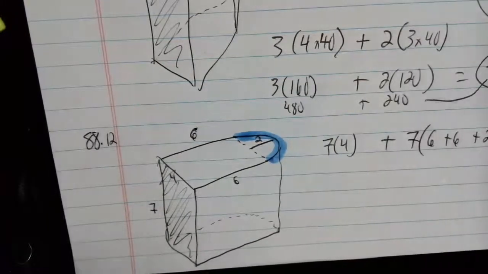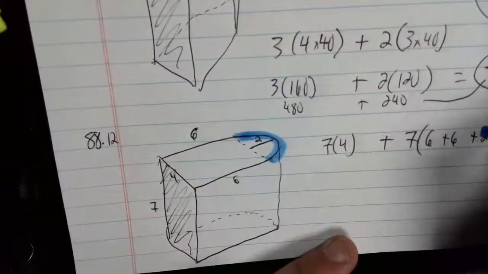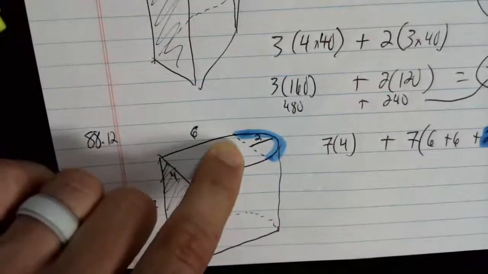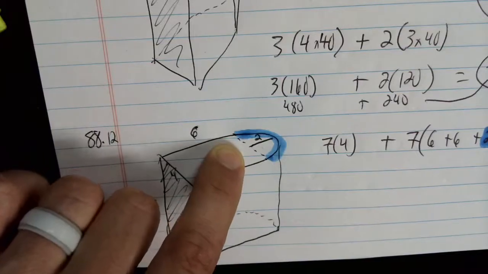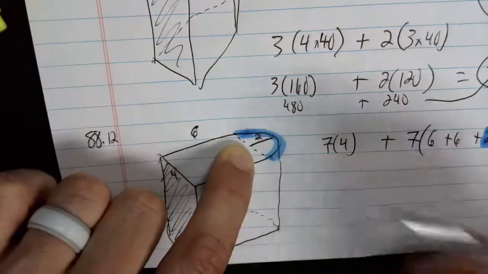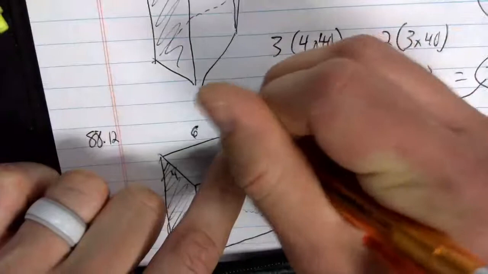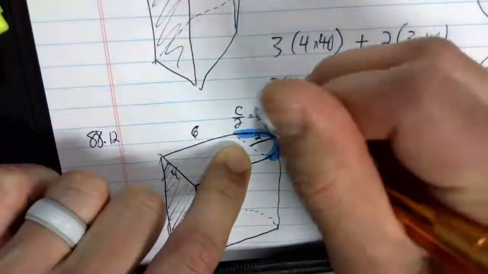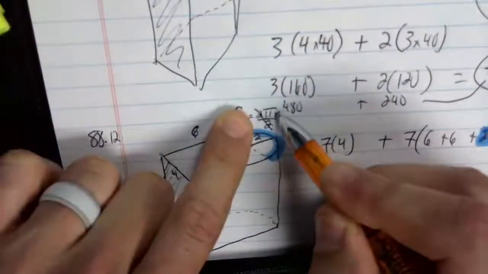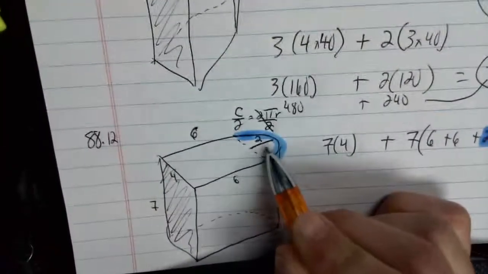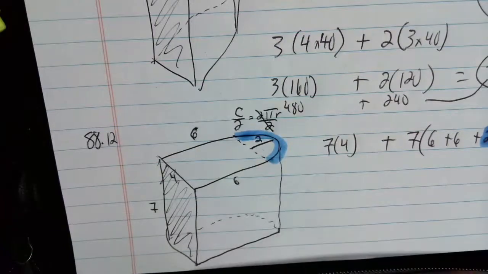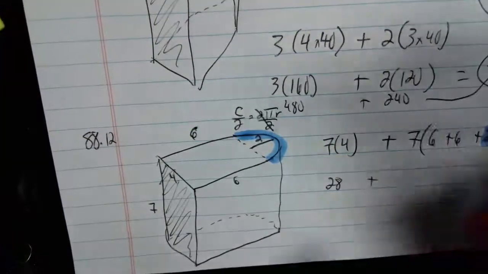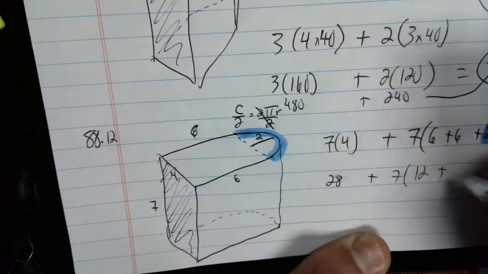Now think about this, guys. The entire circle would have been 2 pi times 2, or 4 pi. But since the radius is 2, the circumference over 2 equals 2 pi r over 2. Those would cancel, and so I would just have pi times the radius, so 2 times pi. So we've got 28 plus 7 times 12 plus 2 pi.